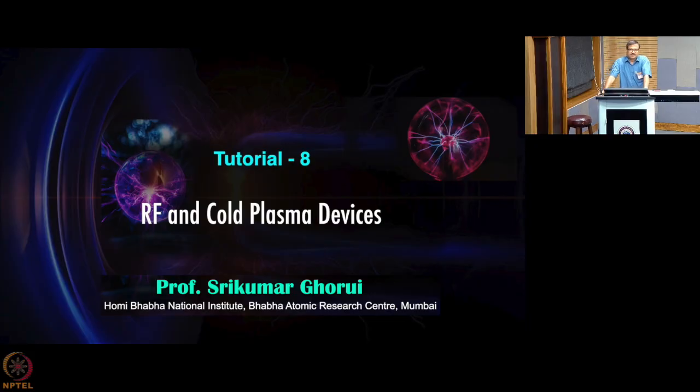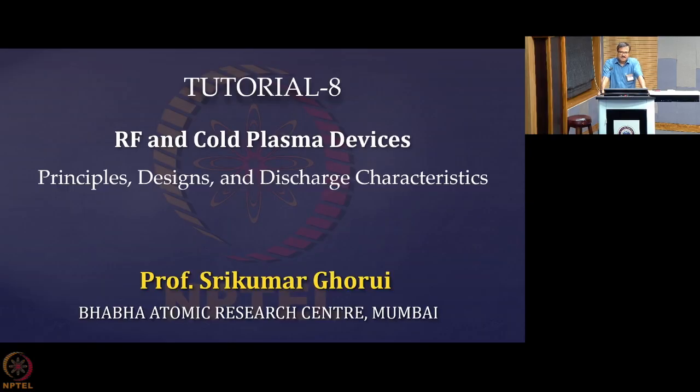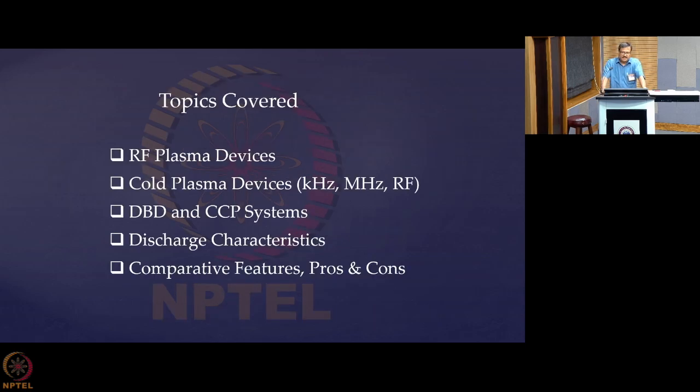Hello everyone. So we are in our 8th tutorial class. In this we will be discussing the RF and cold plasma devices, their principles, designs and discharge characteristics. So the topics covered: RF plasma devices, cold plasma devices, kilohertz, megahertz and RF region. Of course megahertz is RF only. Now DBD and CCP systems, discharge characteristics and comparative features.